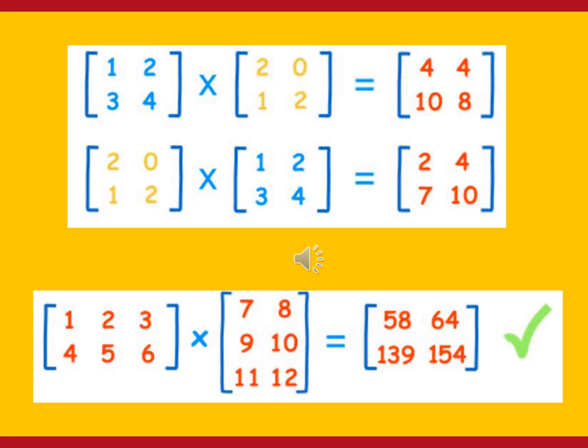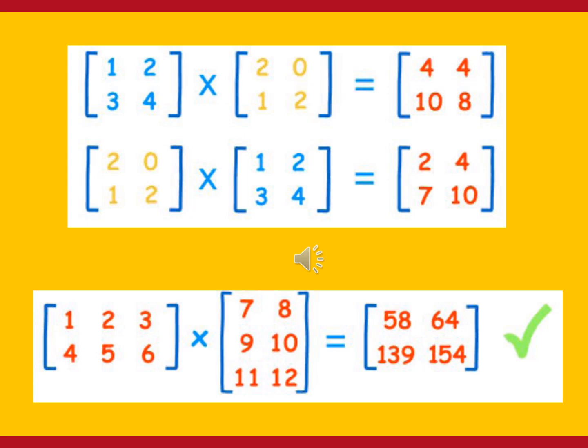And here's a couple other multiplication problems that I want you to look at for a minute and see if you can figure out what's going on. You can see at the top we have 1, 2, 3, 4 times 2, 0, 1, 2, and the answer ends up being 4, 4, 10, 8. In the middle, you can see 2, 0, 1, 2 times 1, 2, 3, 4. So it's basically the same thing backwards. But you don't get the same answer. You get 2, 4, 7, 10.